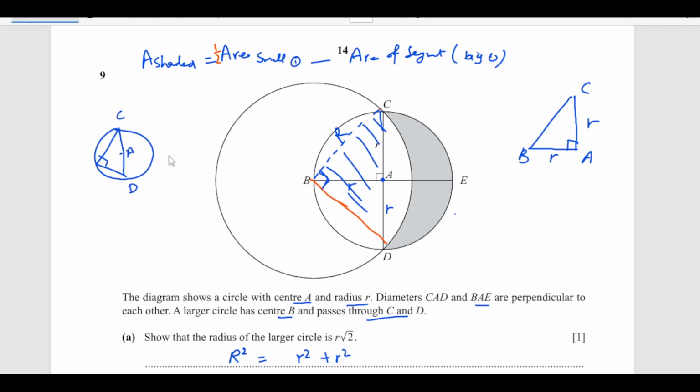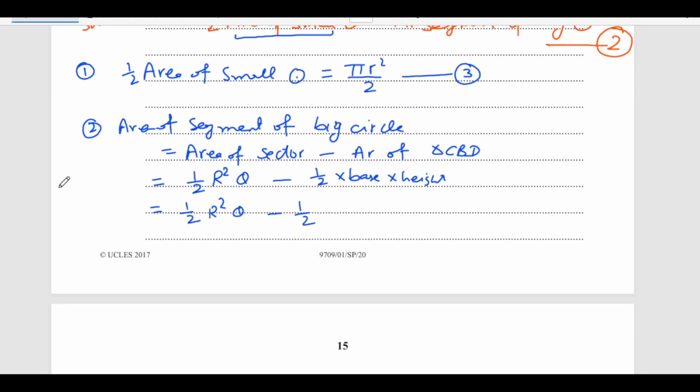So, this is going to be 90 degrees, because this is a triangle in a semicircle. The triangle in a semicircle is always a right angle triangle. So, this is a triangle in a semicircle. That means that angle is 90 degrees. Okay, so we can substitute that angle here, and now we are looking for the base.